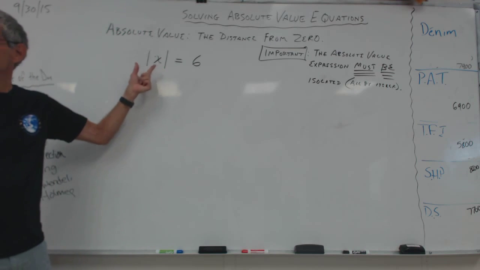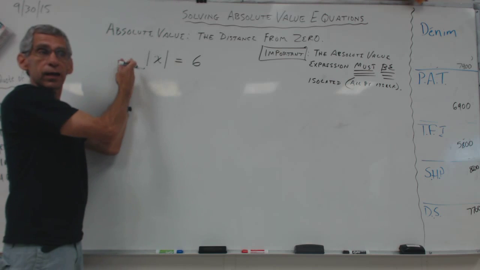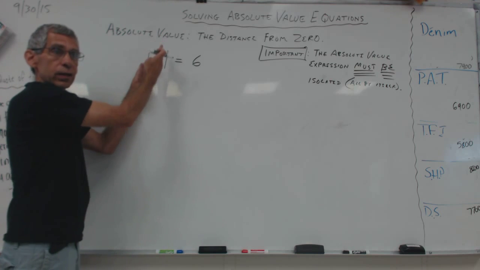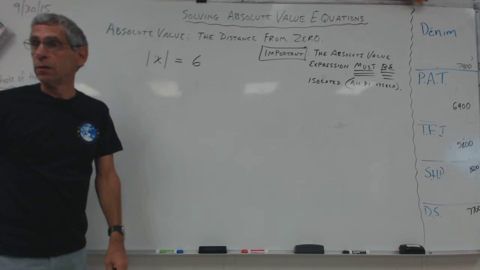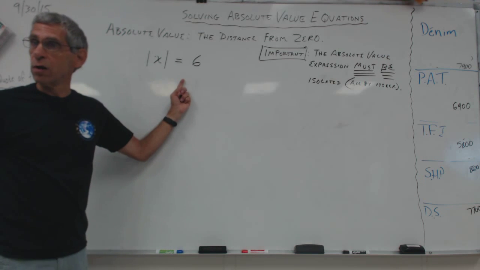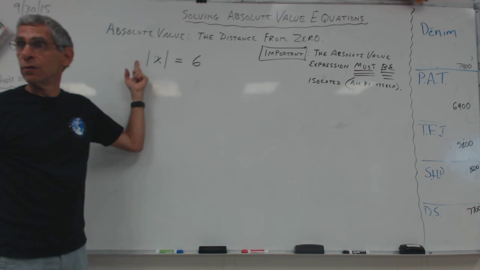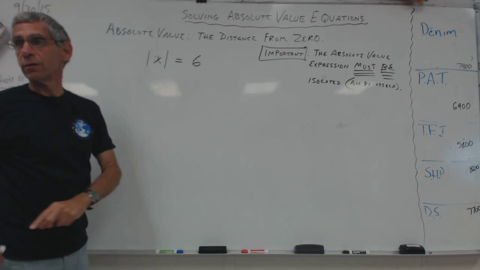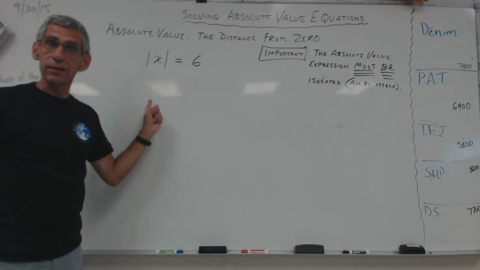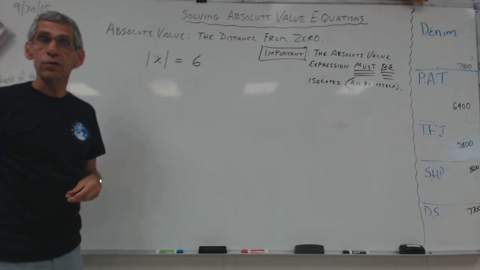In other words, the absolute value expression is this part. The straight line, something inside, and then a straight line. And then after that, there should be an equal sign, and that's it. There should not be a +4 or a -3. There should not be a 2 in front of the absolute value sign. There should just be absolute value of something equals. That's isolated, right?